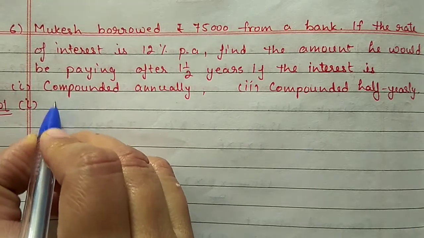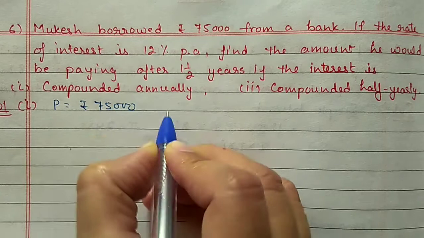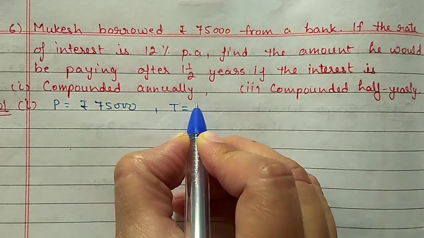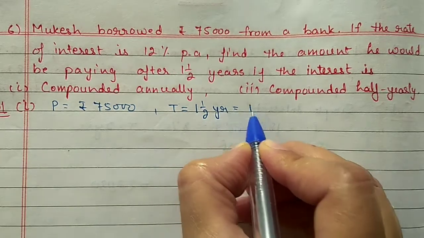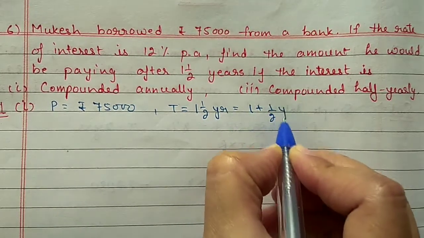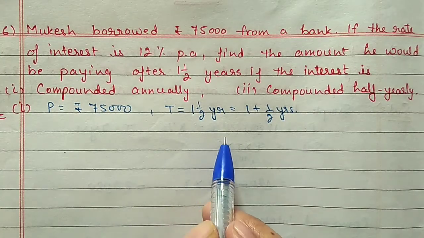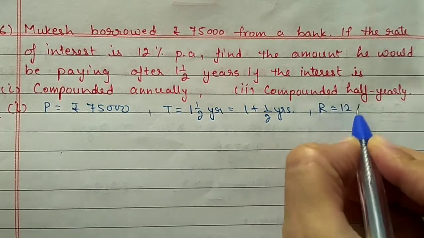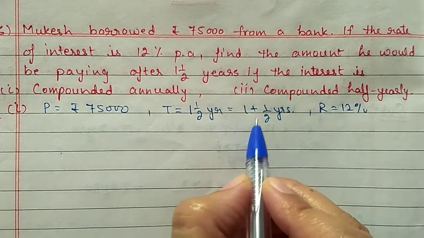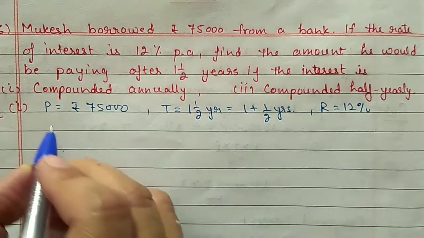Here principal is given 75,000 rupees. Time is given 1.5 years, which we can write as 1 plus half year, because it will come in fraction, and for fraction we cannot keep it in power, and we will not be able to solve that one. Rate of interest is 12%. So what we will do, we will calculate for 1 year and then we will calculate for the half year.